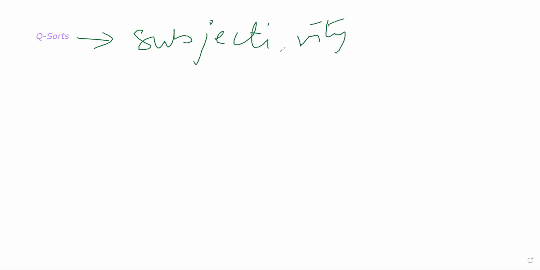Q sorts is essentially a tool where you are giving a number of cards to the patient. Okay, here you are testing the subjectivity of the patient. Very, very important. You are testing subjectivity. In the sense, what does that mean? What do you do in Q sorts?